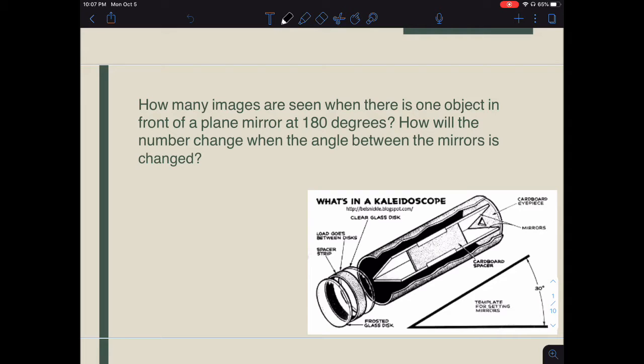One image. It's like looking into your standard mirror. The same could be said if you had two mirrors that were 180 degrees from each other. Now, how will the number change when the angle between the mirrors is changed? Pause and think about it.